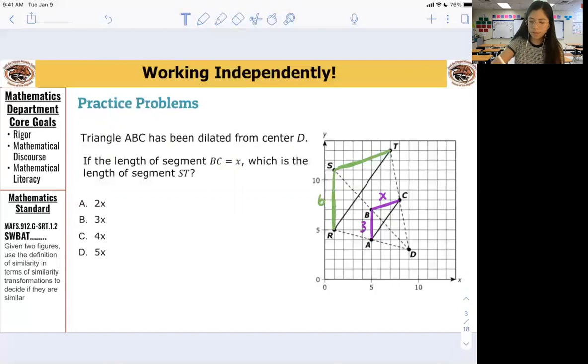Good. The scale factor is 2, exactly. So if BC is X, then ST is just going to be 2 times X, so 2X. Making A our answer.